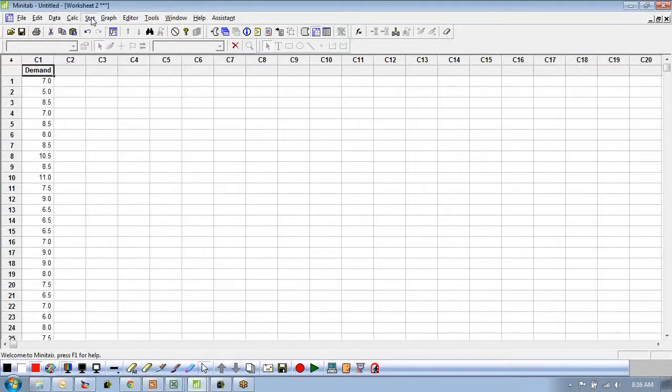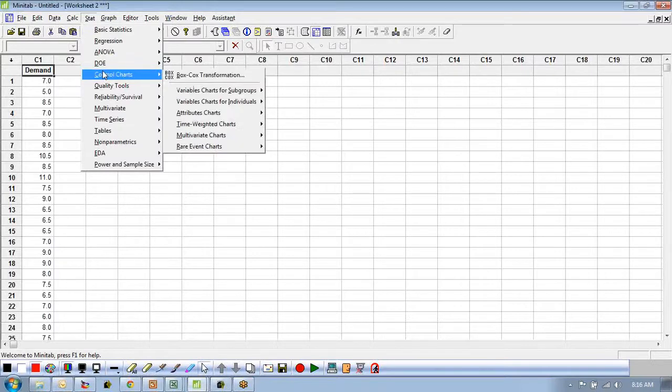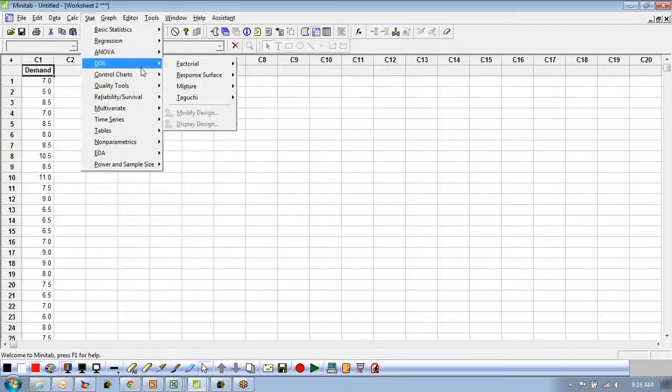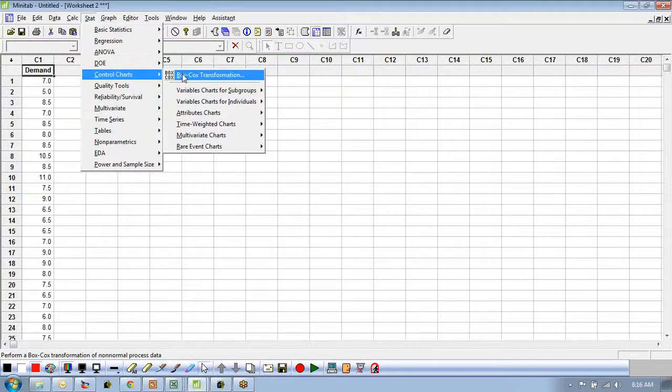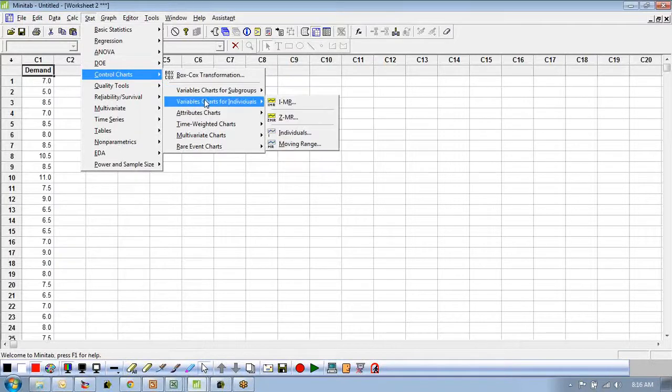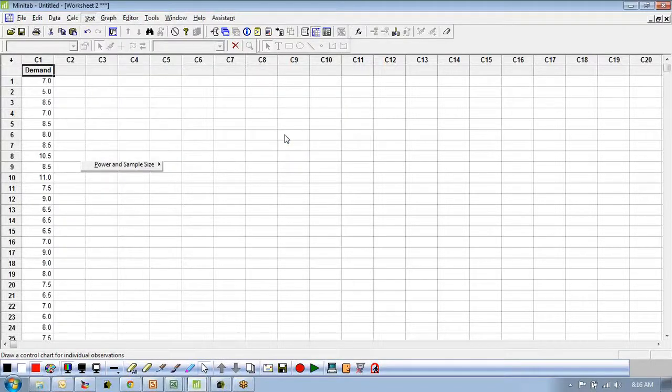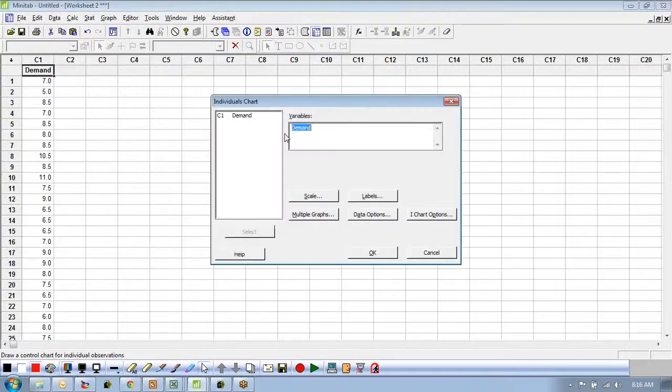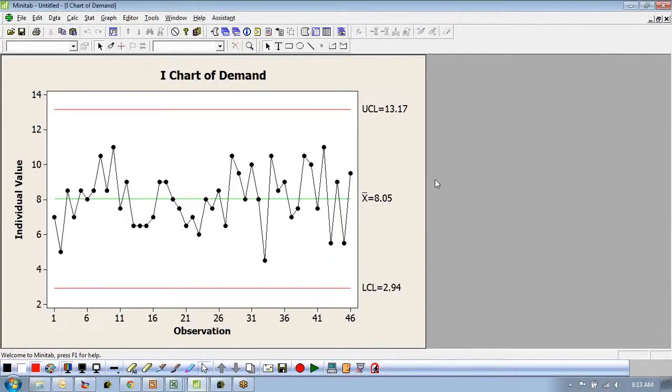The control charts happen to be in Stat, Control Charts. And now, just to give you an example of all the stuff that's in there, there's the Box-Cox transformation. Let's not go there. Subgroups, sounds like Chinese food. Individuals, there we go. We're getting in the right place. Individuals chart. That's what we want, okay? Control charts, variables for individuals, individuals. And go ahead and select demand. Click OK. And our control chart's done. You'll see it's the same control chart.